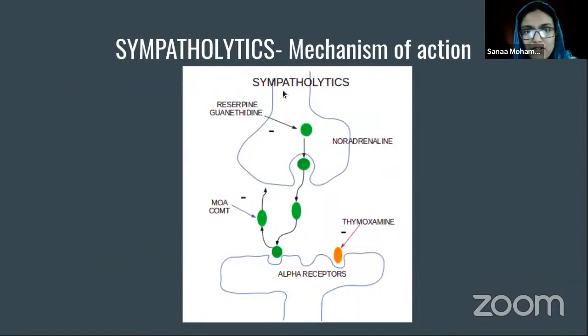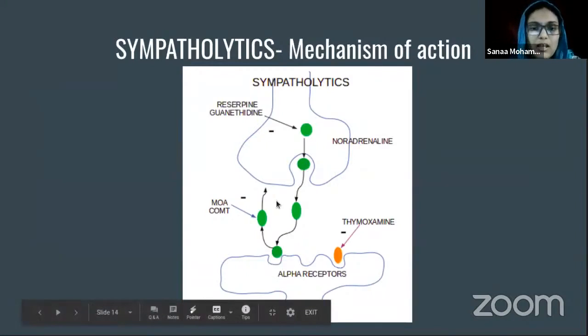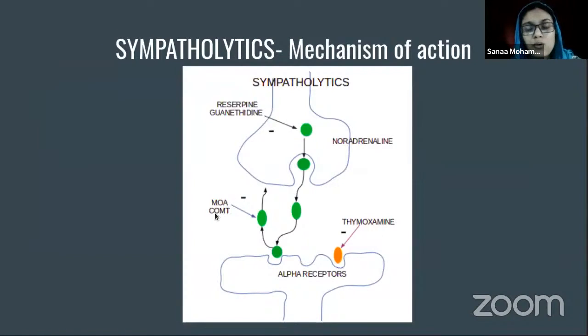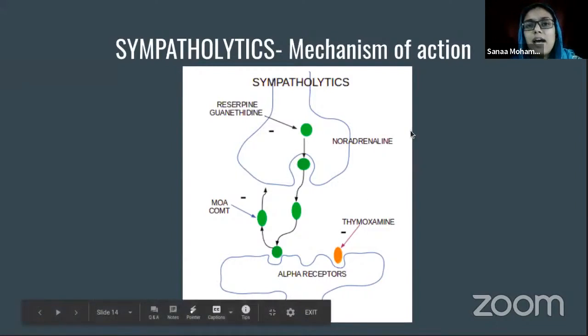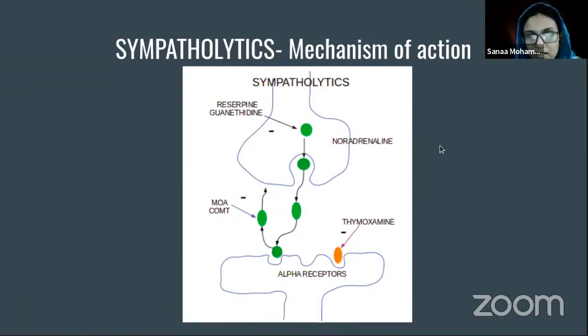So again, mechanism of action: in sympathetic innervation, noradrenaline is the neurotransmitter involved. So noradrenaline is released again from the presynaptic vesicle, goes on, and attaches to the alpha-1 receptor. Its action is terminated by monoamine oxidase and catechol-O-methyl transferase, and ultimately noradrenaline is reuptaken into the presynaptic surface. Okay, so drugs like reserpine and guanethidine inhibit this release of noradrenaline. So availability is reduced. And drugs like thymoxamine act as an antagonist at your alpha receptor. So this is the mechanism of action of sympatholytics, but they're not very commonly used as miotics.